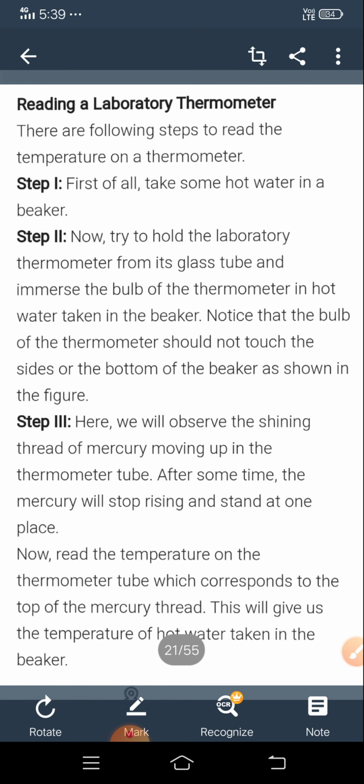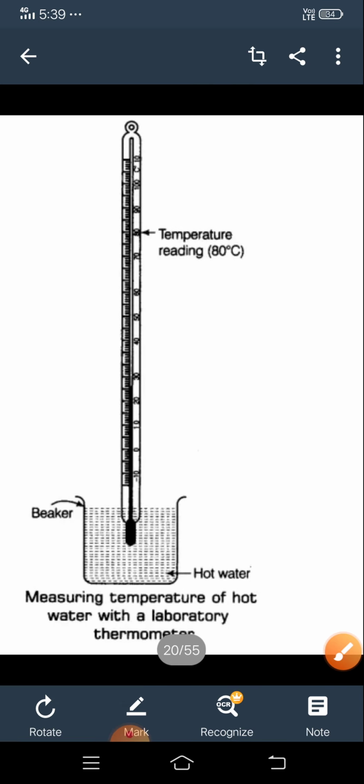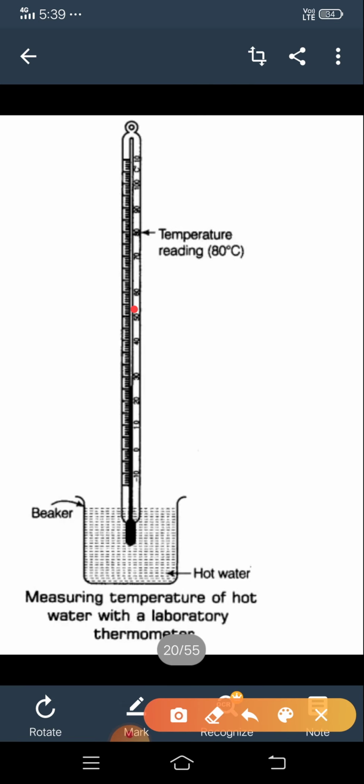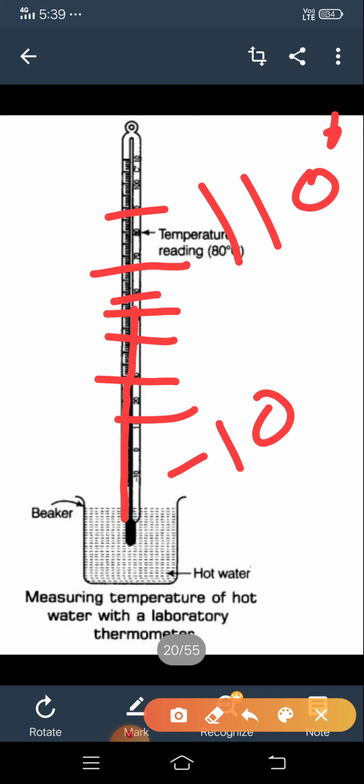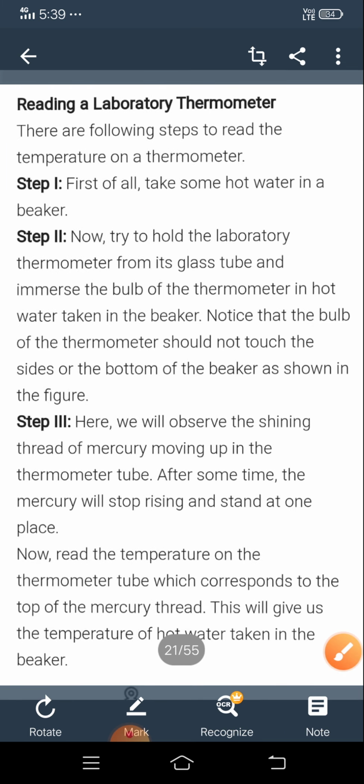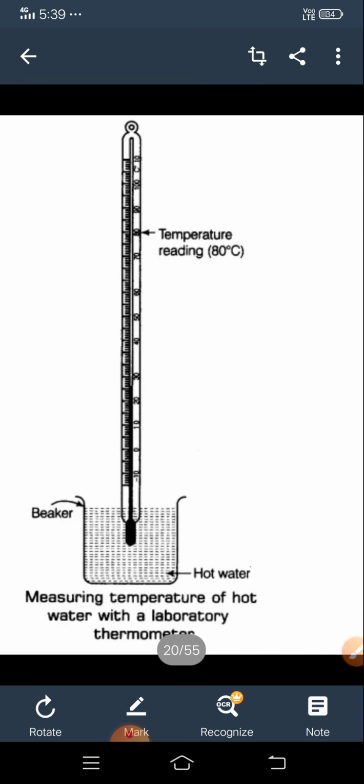Next, after some time the mercury will stop rising and stand at one place. The mercury level stops in one place. For example, it may be 50, it may be 100, and the last mark is 110 degrees Celsius. It may be minus 10 degrees Celsius, 10, 20, 30, 40, up to 110 degrees Celsius. Now read the temperature on the thermometer tube which corresponds to the top of the mercury thread.